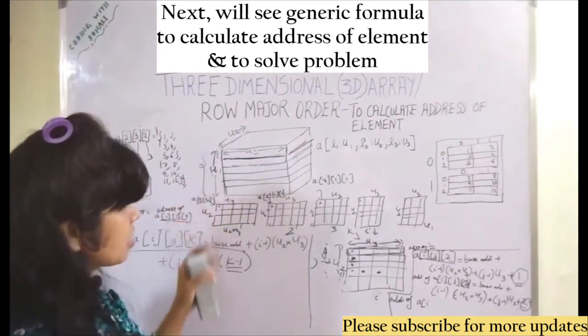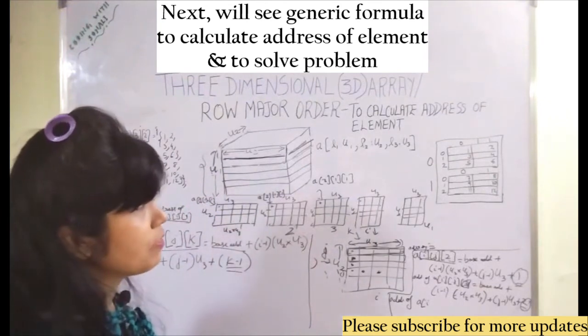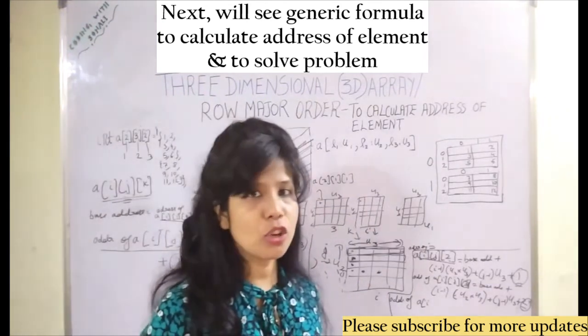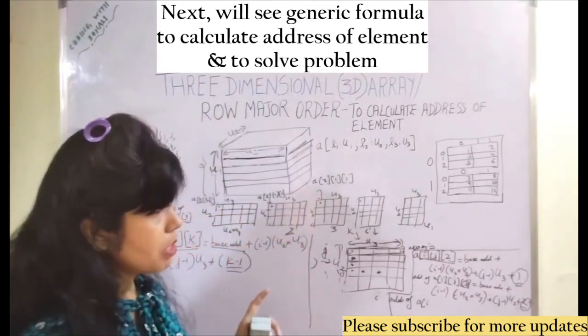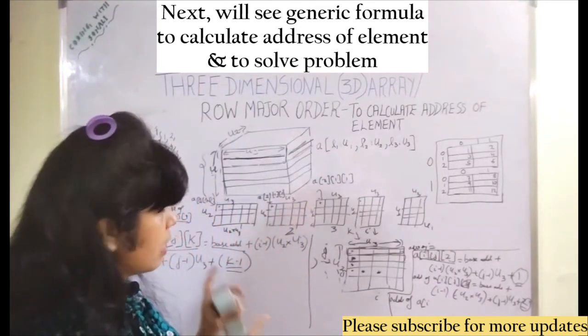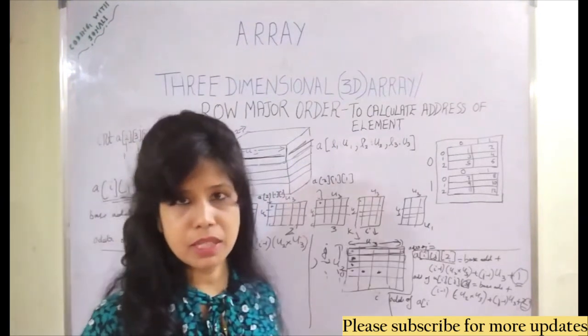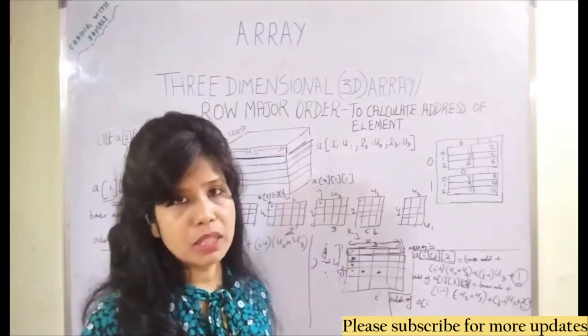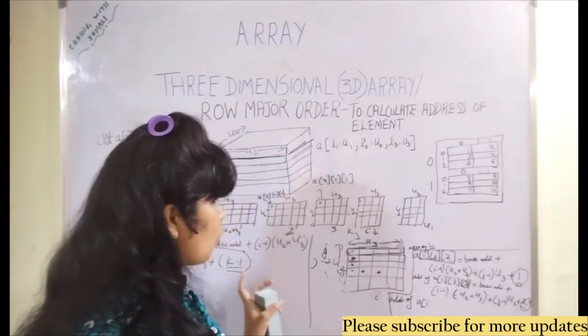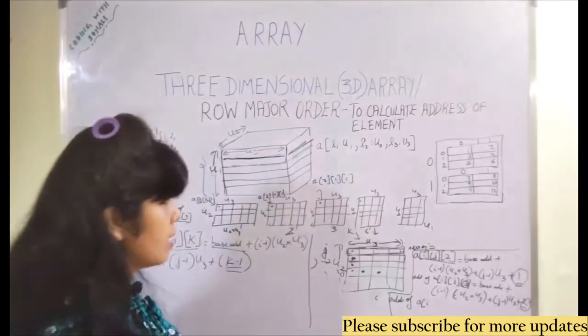So let me write a problem. This question can be asked in the GATE exam or in your interview for the 3D array: this is your dimension and you have to calculate the address of this element using row major order in the 3D array. So what will be the solution, and how will you solve it? Let's see that next.